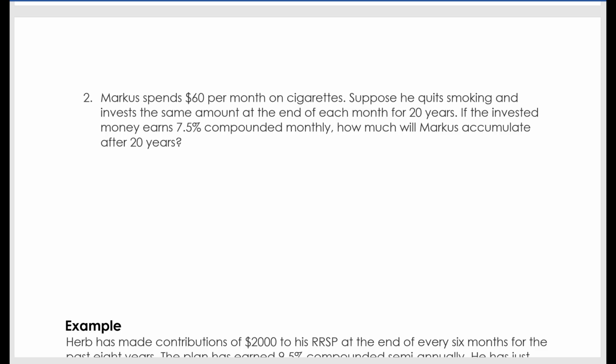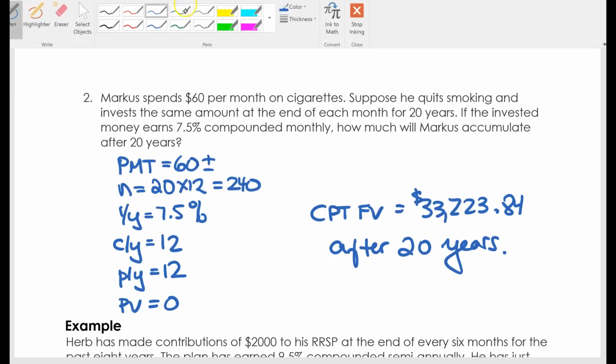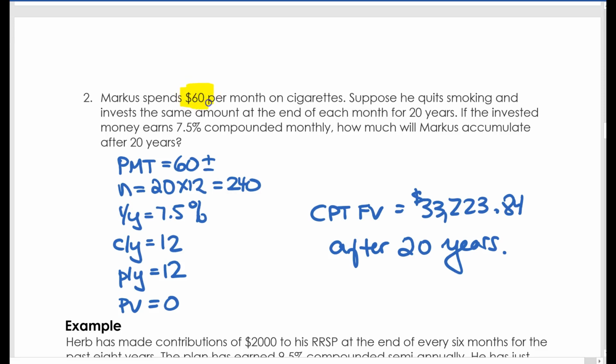Okay, so take a pause, try it yourself, and then come back and see if you get the right answer. Okay, just reviewing what information we were given. We were told $60 per month, so that's our payment. 20 years, times 12 because it's monthly, so 20 times 12 is 240.